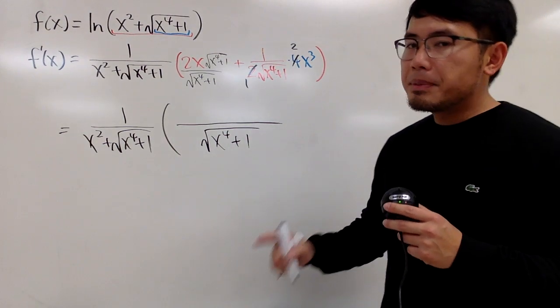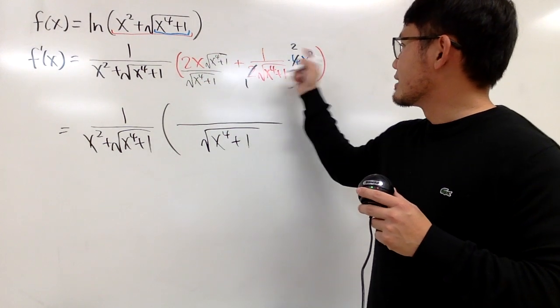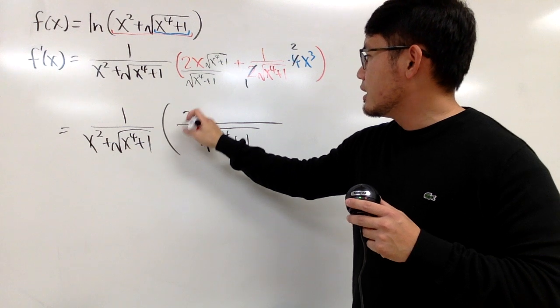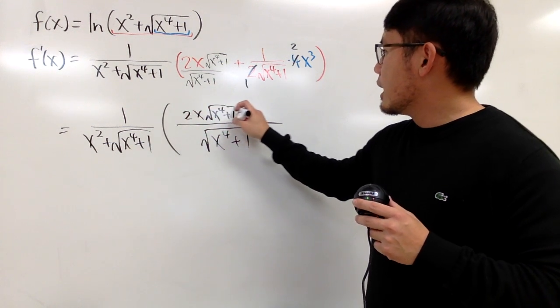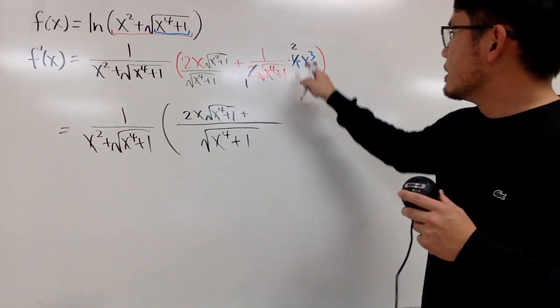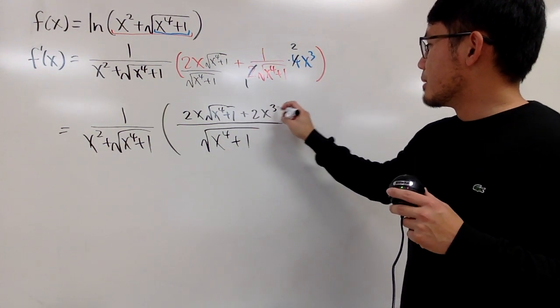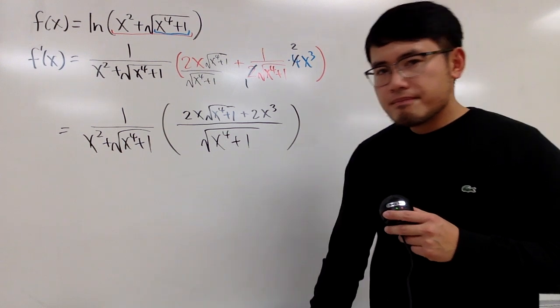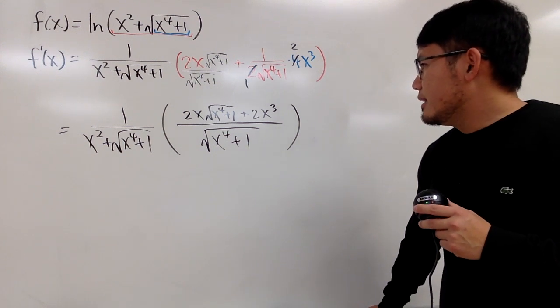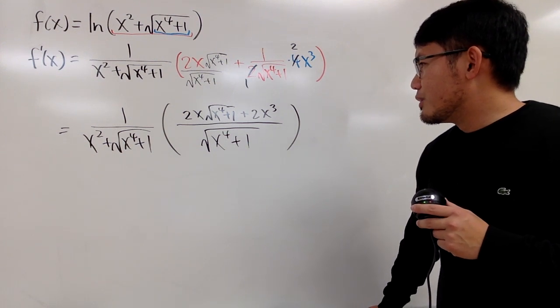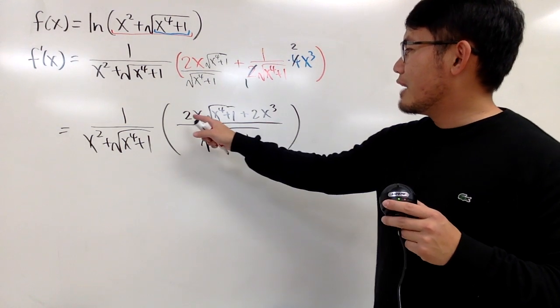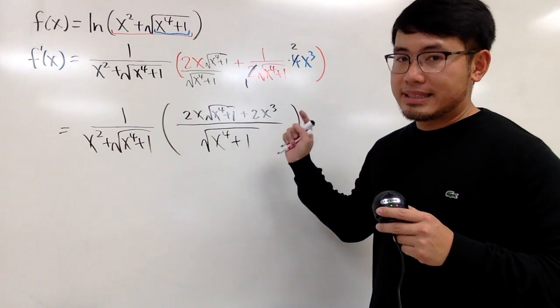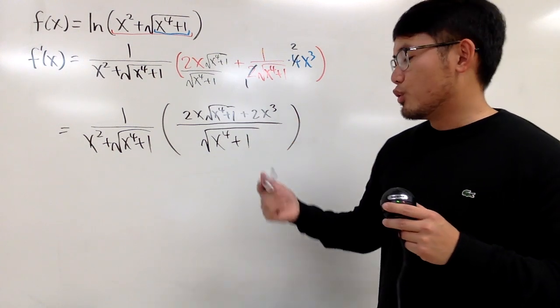And on the top, we see we have this plus that. So let me just write it down as how it is. Namely, 2x square root of x to the fourth power plus 1. And then we add 2x to the third power, like this. It doesn't look like anything we can do, right? But notice that this and that, we do have a common factor, 2x. So let's factor that out right here.